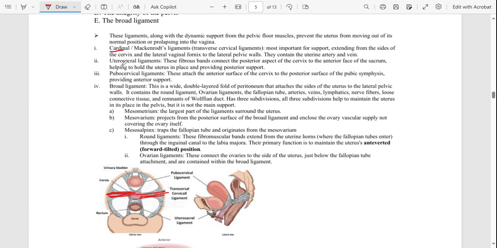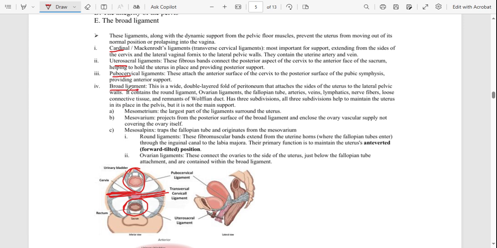Okay, we also have the uterosacral ligament. So it means that the cardinal ligament holds the uterus on the sides, and then the uterosacral ligament is the one that will hold the uterus to the posterior aspect. We also have the pubocervical ligament. Pubocervical will hold it in the anterior aspect. Think of the cervix being much in front of the uterus.